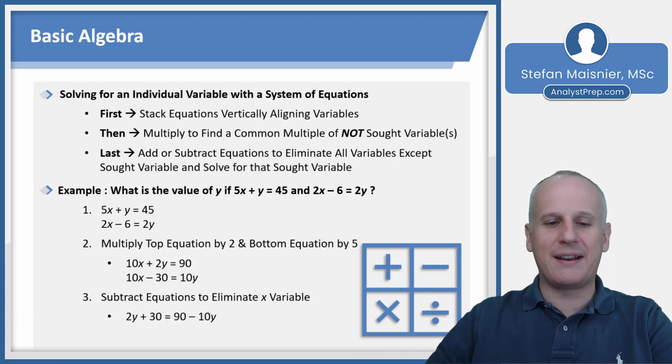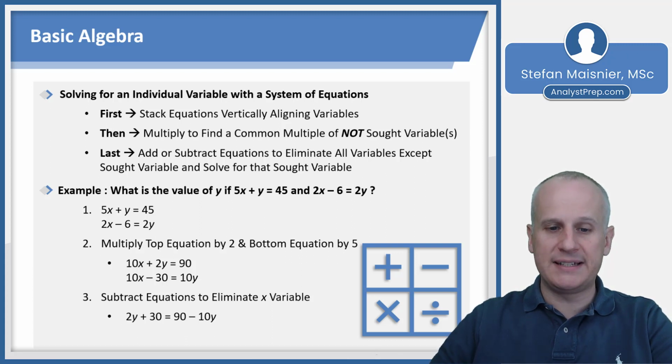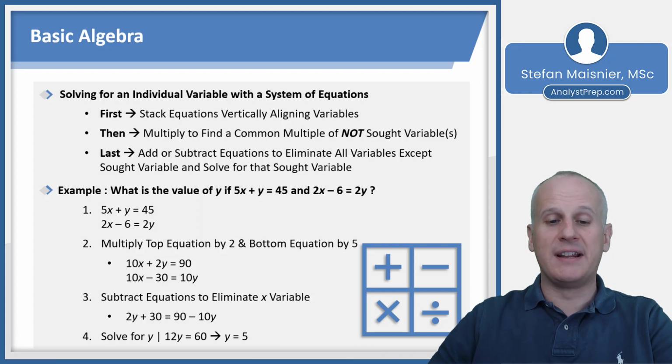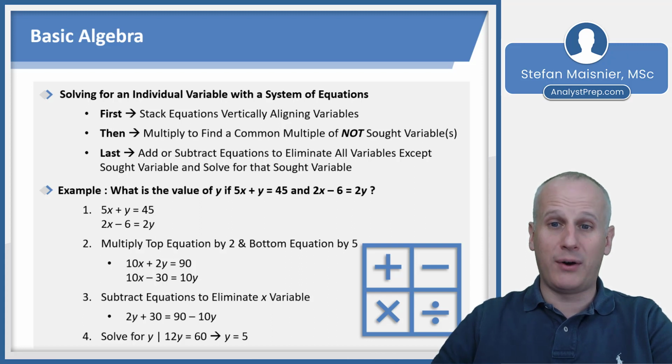So when we do that, we're left with 2y. Remember that when you're subtracting a negative, you're actually adding it. So you've got 2y minus 30 becomes plus 30 is equal to 90 minus 10y. Then you can add the 10y to both sides and subtract the 30 from each side to find that 12y is equal to 60. Divide 60 by 12 and 12y by 12 to find that y would be equal to 5.